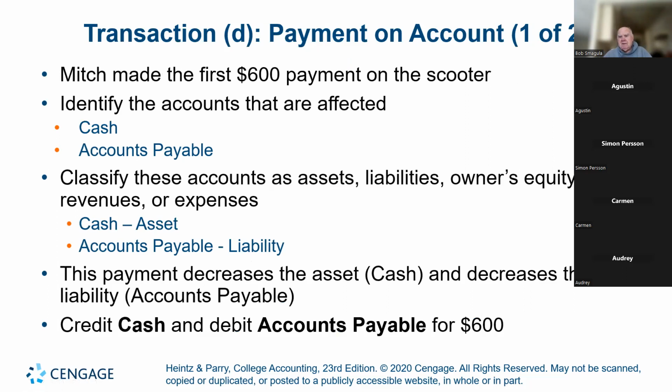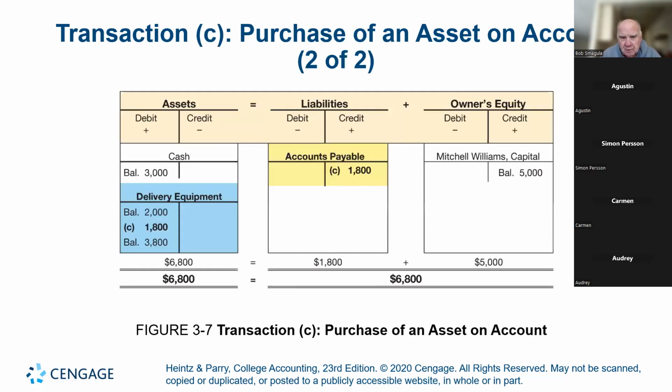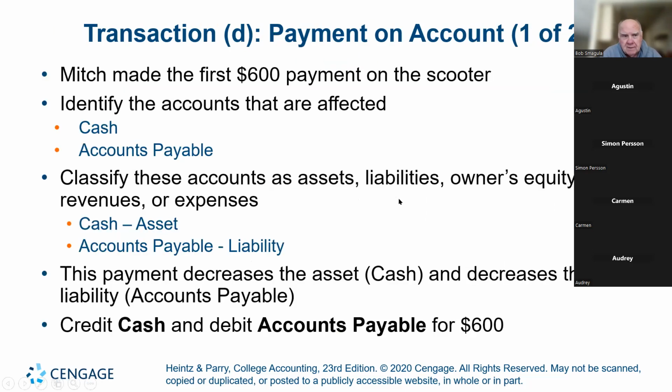Now we're making a payment on that $1,800, huh? We owed $1,800. Now we're going to pay $600. So what are we going to do? As soon as you see the word paid or payment, you know that's cash. You know it's a credit to cash, and it's going to be a debit to what? Accounts payable. A debit to accounts payable reduces it.